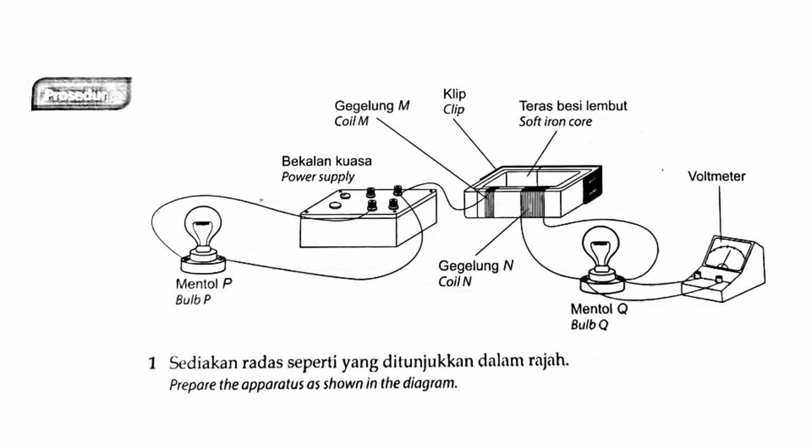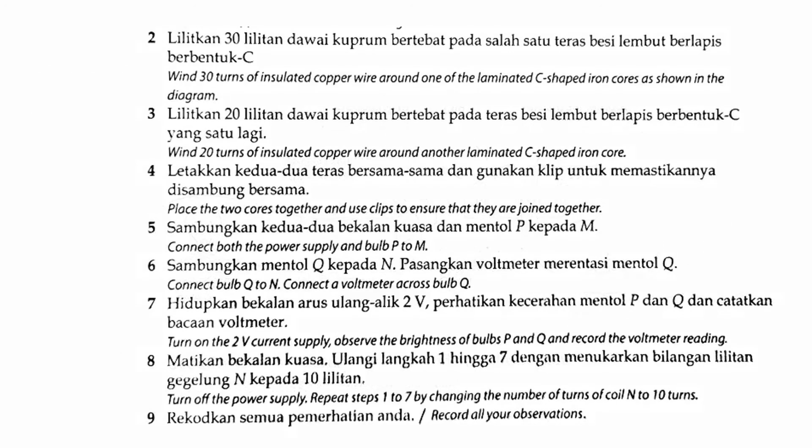Procedure: prepare the apparatus as shown in the diagram. Wind 30 turns of insulated copper wire around one of the laminated C-shaped iron cores as shown in the diagram. Wind 20 turns of insulated copper wire around another laminated C-shaped iron core. Place the 2 cores together and use clips to ensure that they are joined together.